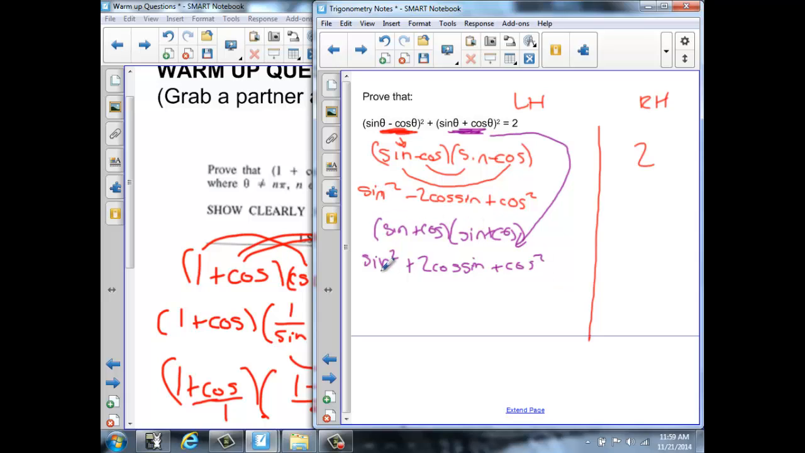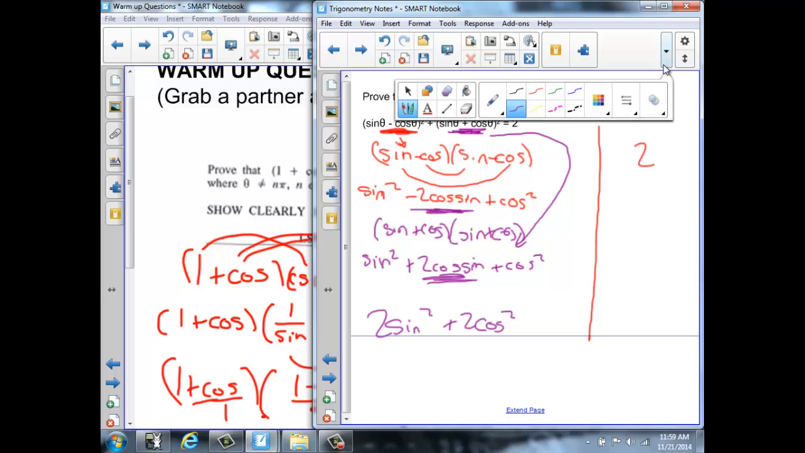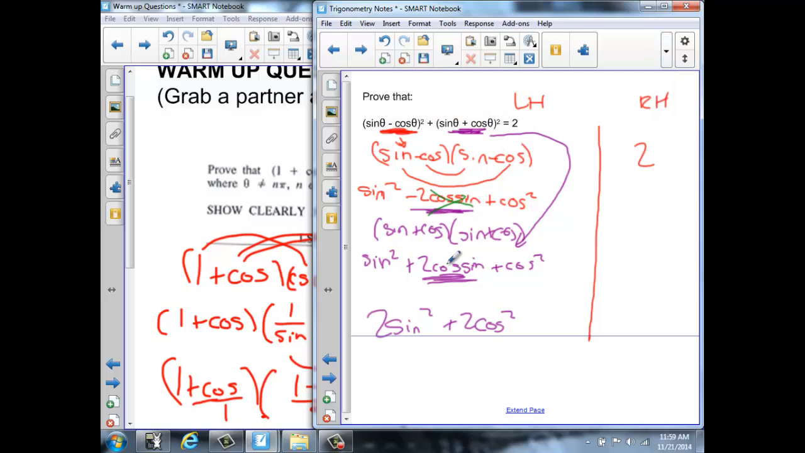Because this sine and this sine will combine together, so you'd actually have 2 sine squareds. This cosine and this cosine would add together to give you 2 cosines squared. But this middle term and this middle term would cancel. Okay, that makes sense. Pause there. That's a key step.